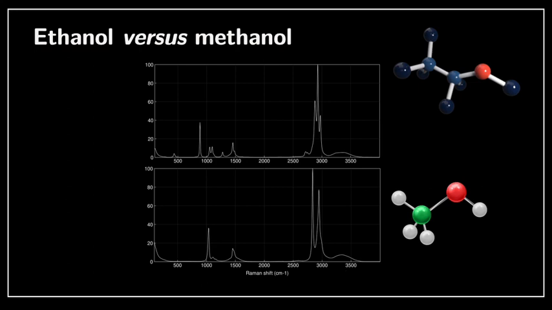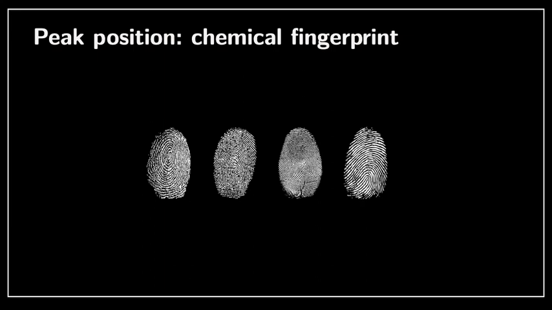So this is basically what I wanted to tell you here about the introduction, about the classical part of Raman. And what matters is that the peak positions give you a chemical fingerprint. So you are able to tell which material you have, because each material has a well-defined set of vibrations.